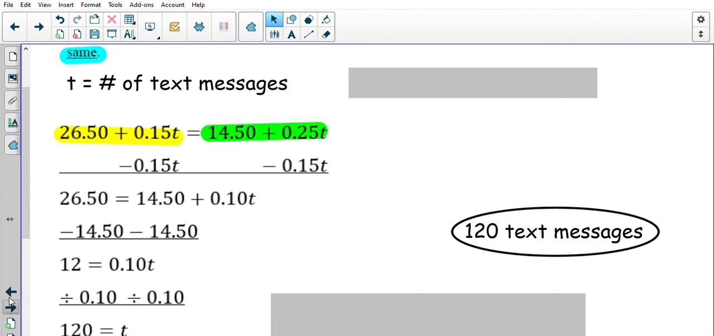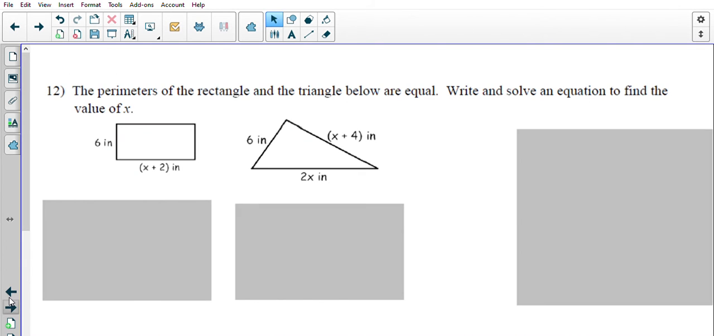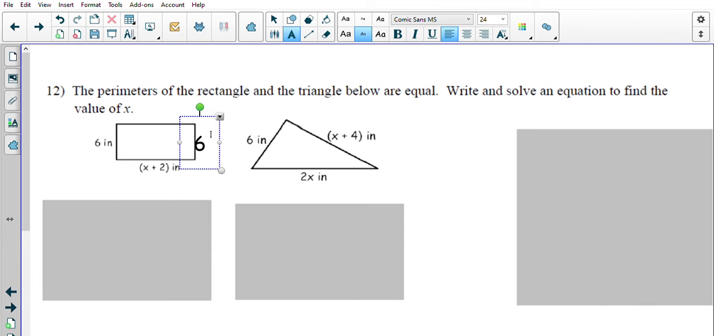All right, we've got a couple of geometry related questions to finish up with. Let's take a look at those so we can finish up this video. Number 12, the perimeters of the rectangle and the triangle below are equal. Write and solve an equation to find the value of x. So perimeter is the distance around the outside. So let's first find the perimeter of each shape. For a rectangle, keep in mind that you have two sides of length 6, and you have two sides of length x plus 2.